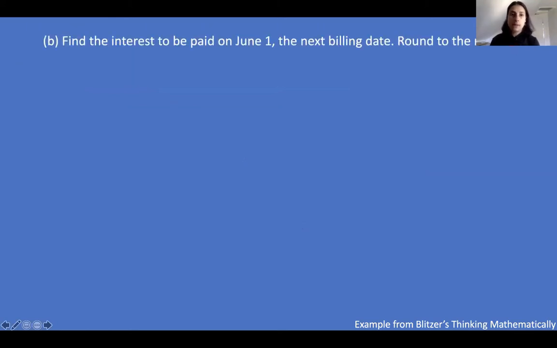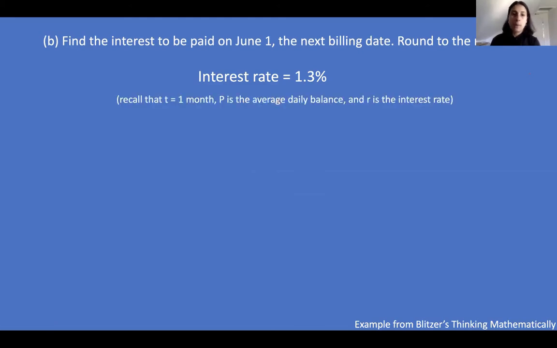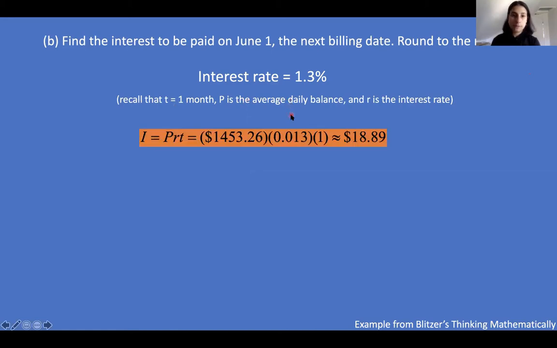All right, on to Part B. Part B asks us to find the interest to be paid on June 1st, which is the next billing date, and round it to the nearest cent. Remember the interest rate, the monthly interest of 1.3%. Recall that T is 1 month and that P is the average daily balance, which is what we just found. Okay, and so multiplying those 3, we get $18.89 for the interest to be paid on June 1st.